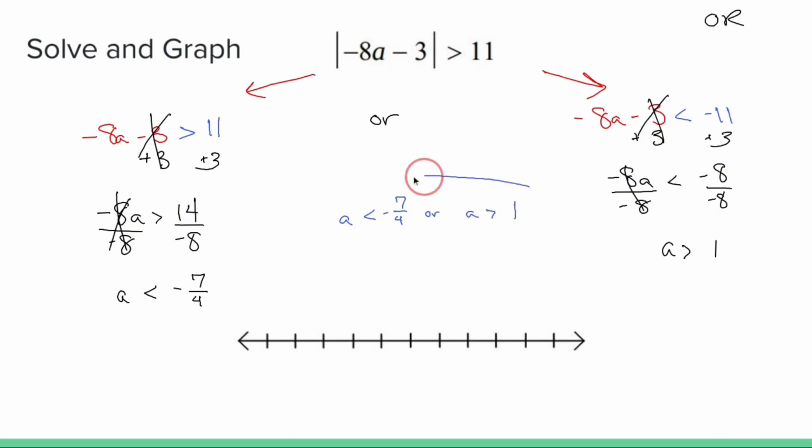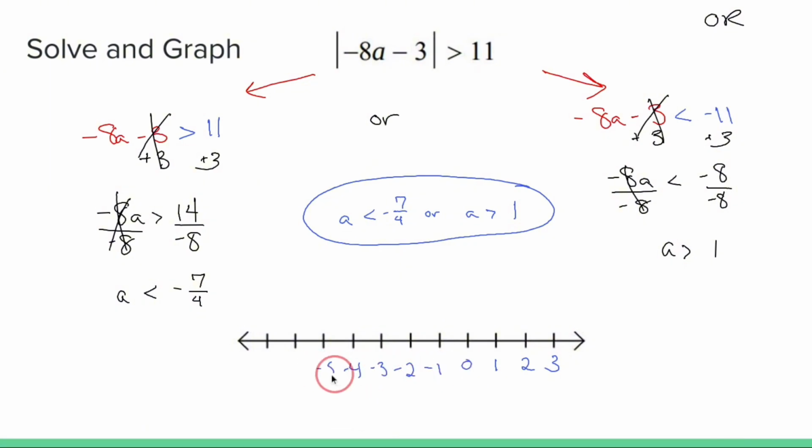Now, whenever you're graphing an or statement, you put both graphs on the number line. So we'll put 1 here, 2, 3, 0, -1, -2, -3, -4, -5, -6, -7. Okay, graphing a is greater than 1 means I put a circle at 1, don't fill it in, and graph to the right, shade to the right, like that. -7/4 is -1.75, so that's going to live right around here.